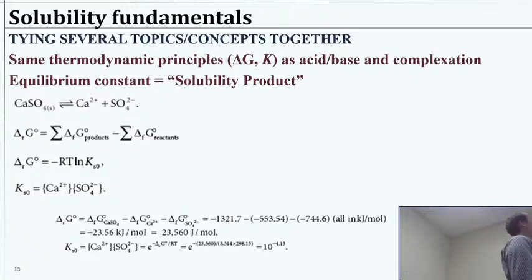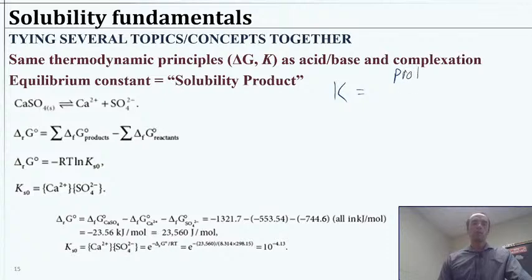Okay, I mentioned that the same thermodynamic principles, finding a delta G, Gibbs free energy, finding a K value, are the same as the stuff we've done for acid base and all that. In this scenario, when we're doing solubility, we have an equilibrium constant, and we'll call that one a solubility product. The reason we term it that way has to do with the way we set up a given K, right? So K, typically we say is the products over the reactants.